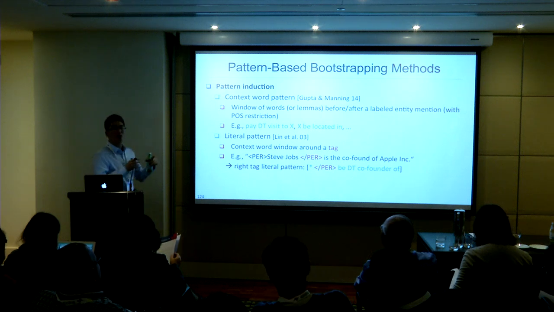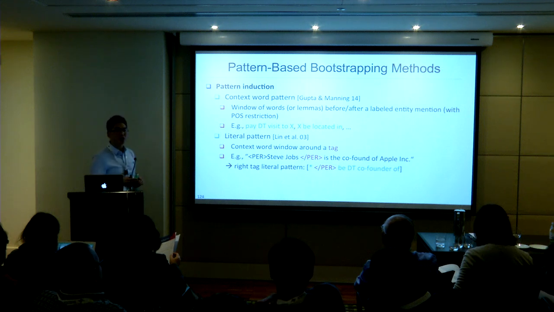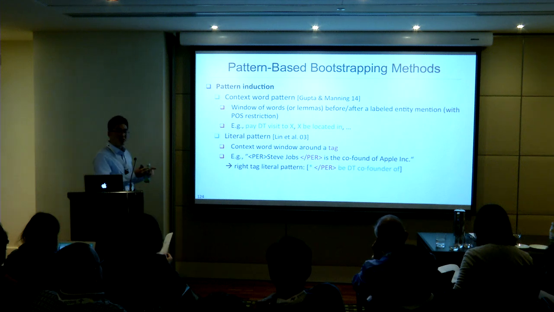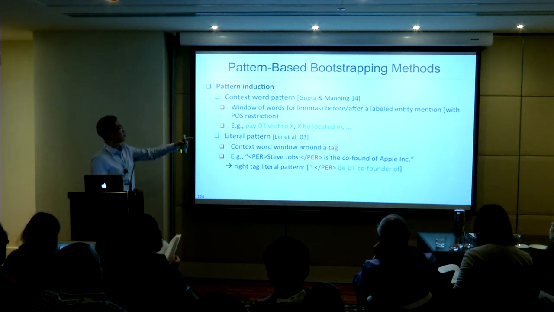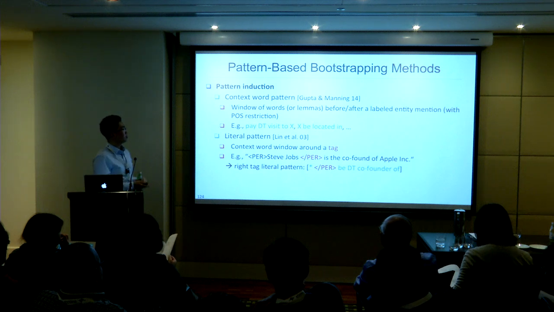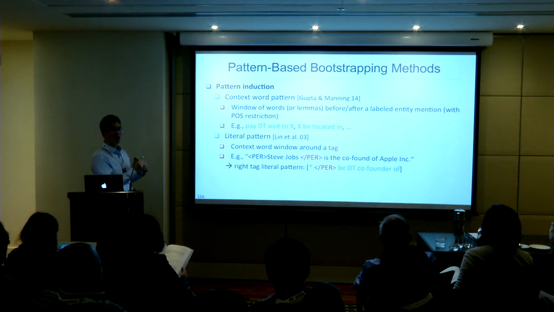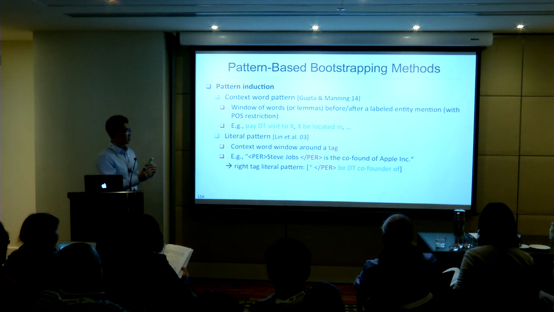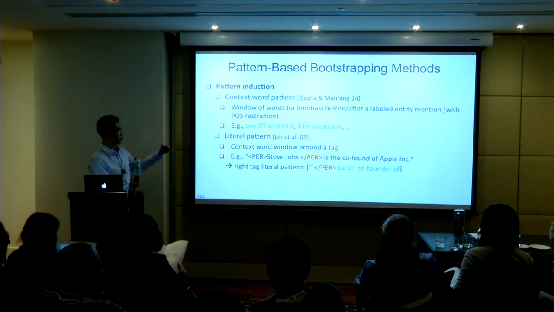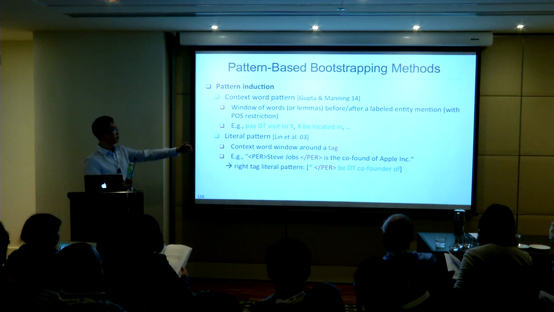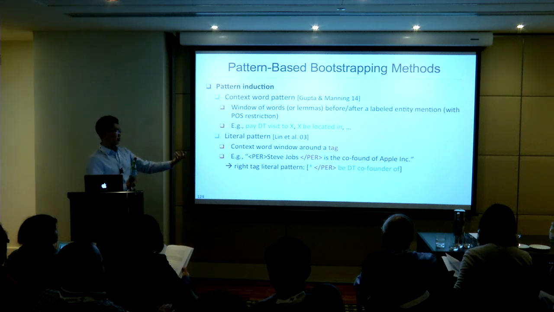Starting from the simplest, you just take windows of context words before or after a labeled entity mention, and you can add a little part-of-speech restriction to make sure the pattern looks meaningful to people, like "pay a visit to some place" becomes "pay a determiner visit to some place", or "something is located in". And you can further do literal patterns. This one is a little bit different from the previous one in that you take the context window before and after an entity tag. So let's say you already tagged Steve Jobs as a person, you have a front tag PER and a back tag PER, and you want to derive a pattern surrounding, let's say, the back tag PER.